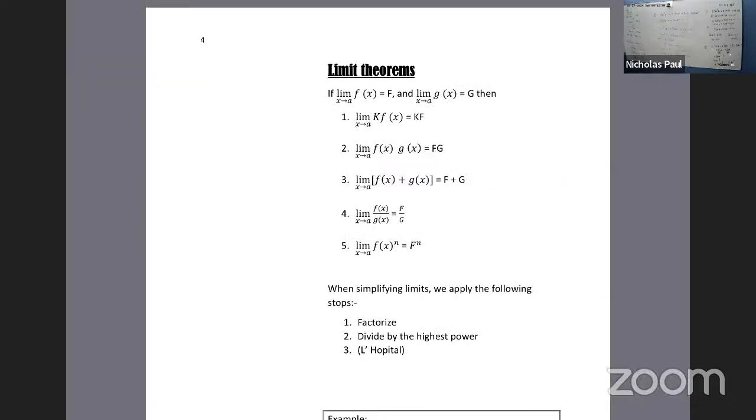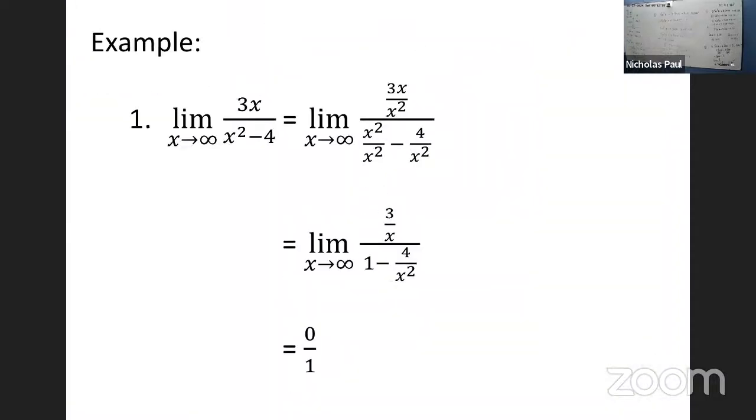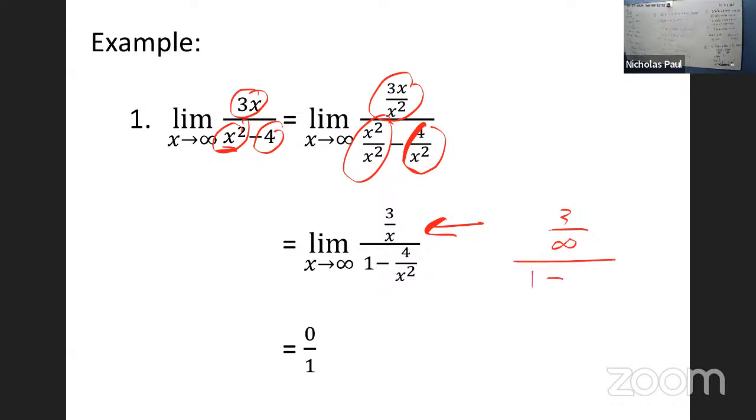So you went through those rules last day. I think the next example was right here. Divide by the highest power. So the highest power is x squared. So I divided each one of these terms by x squared. I got this, this, and this. Simplified to this, and then I plugged in infinity. So I got 3 over infinity, 1 minus 4 over infinity. So this is 0 over 1 minus 0, which is 0. That's okay? So the answer to this is 0.